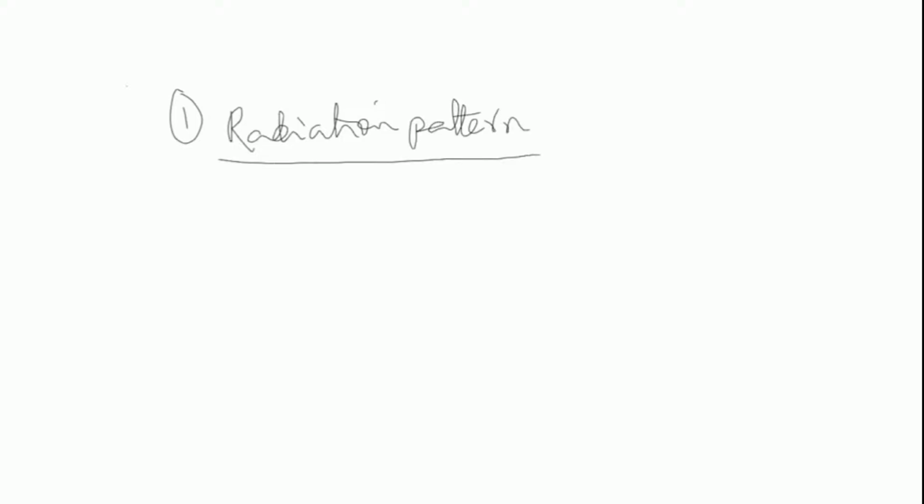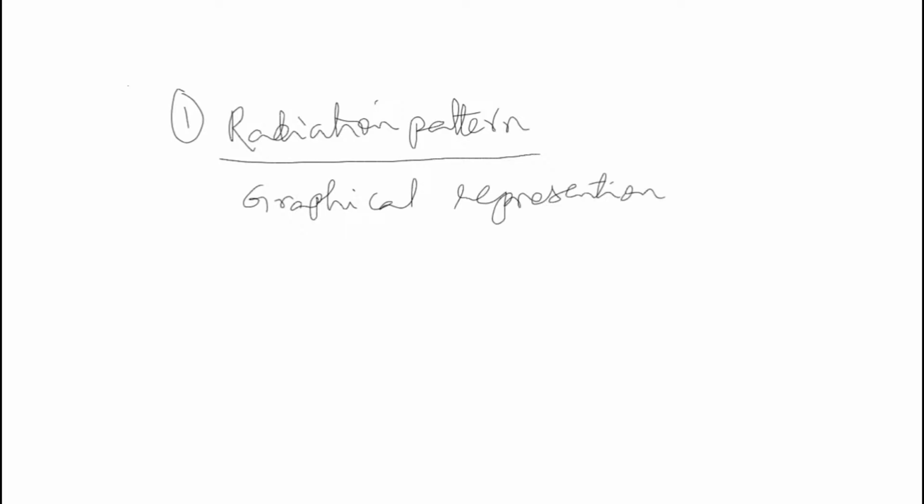I told that antenna gives the radiation. The radiation can be represented by using this radiation pattern. Radiation pattern is nothing but a graphical representation of the radiation from the antenna in different directions at equal distances.